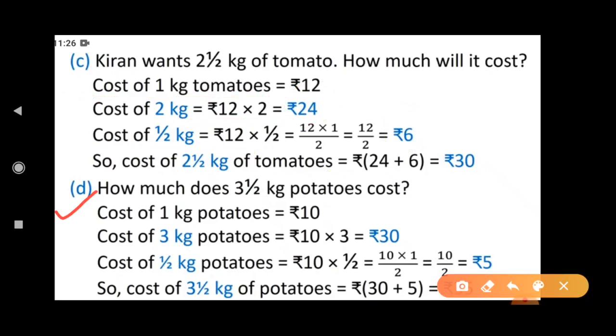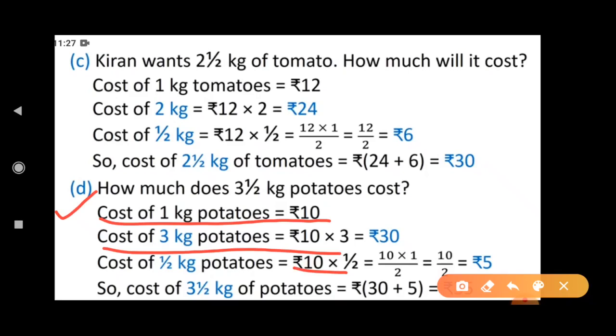Next question, how much does 3.5 kg potatoes cost? Same way we will solve this example that we have solved in C. Cost for 1 kg potatoes is rupees 10. So the cost for 3 kg potatoes, we have to multiply 3 with 10. So we will get rupees 30. Now we will find cost for half kg potatoes. So we will multiply half with 10.